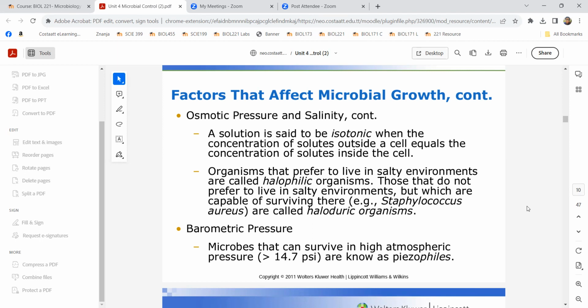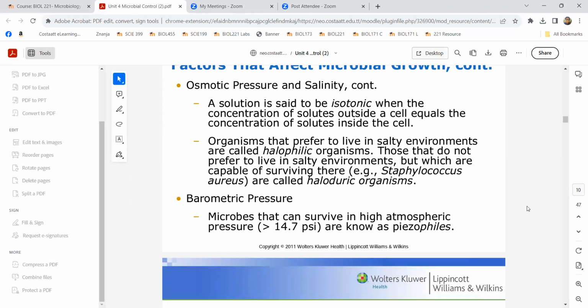And then barometric pressure also affects how an organism survives. Just as we survive in an environment on planet Earth where our atmospheric pressure is stable, we have forces of gravity and so on pulling us to the ground, and it's ideal for human survival, so too microorganisms need a specific type of pressure or environment to survive in. There are some special organisms that can survive in very high atmospheric pressures, and they are called piezophiles.